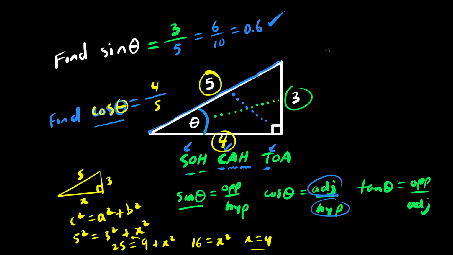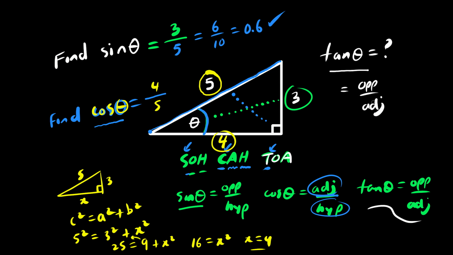Let's try one more. What is tan theta? Tan theta is equal to opposite over adjacent. So let's focus on the opposite, which happens to be, again, 3, over the adjacent, which is 4. So across the field we have 3 and adjacent is 4. So tan theta is 3 over 4. If you really want to say 0.75, this is also correct.